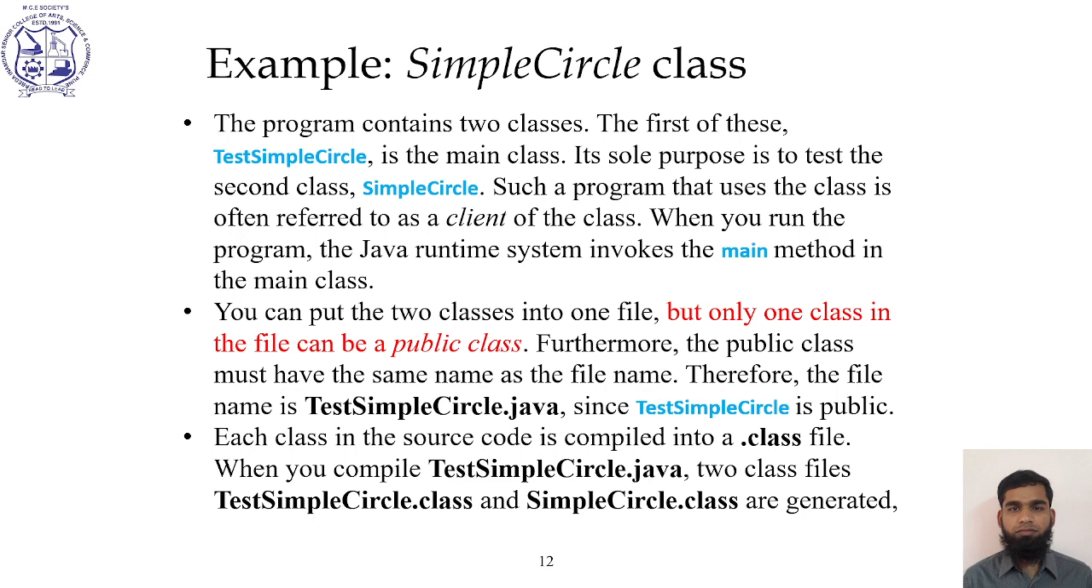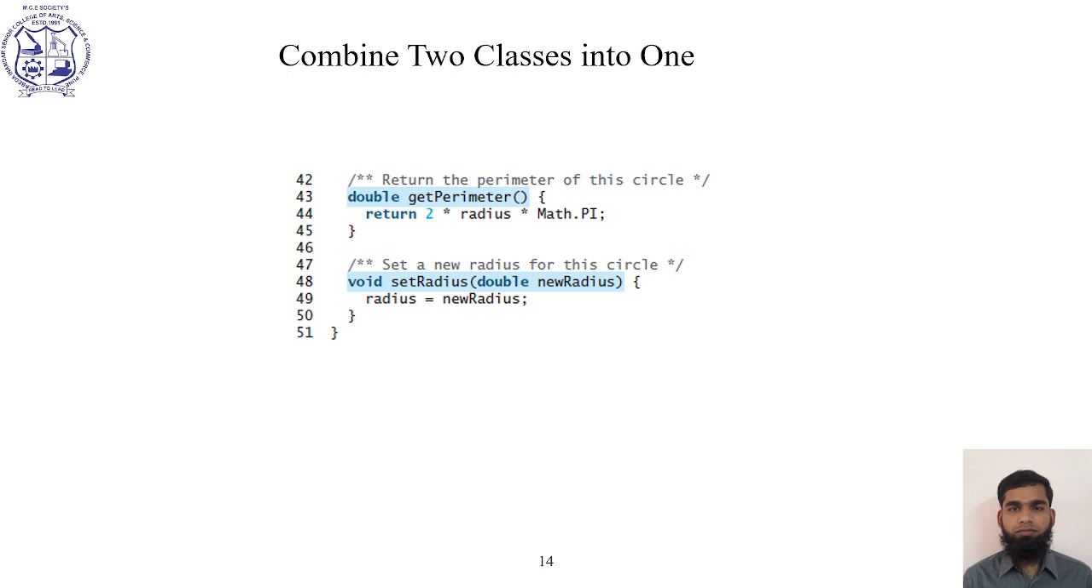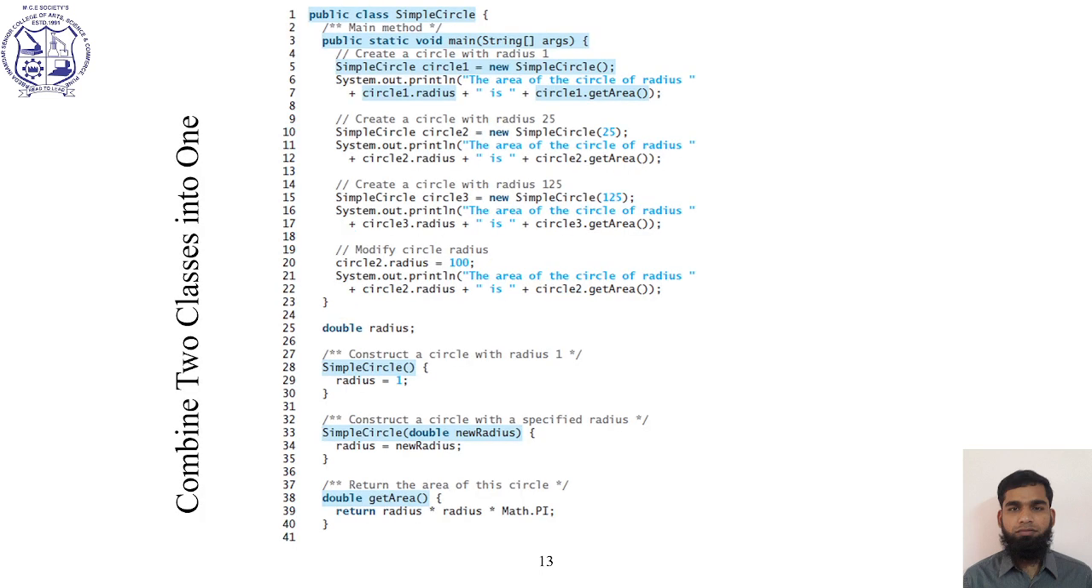Since TestSimpleCircle is public, each class in the source code is compiled into a .class file. When you compile TestSimpleCircle.java, two class files will be generated. This is the combined code for this.